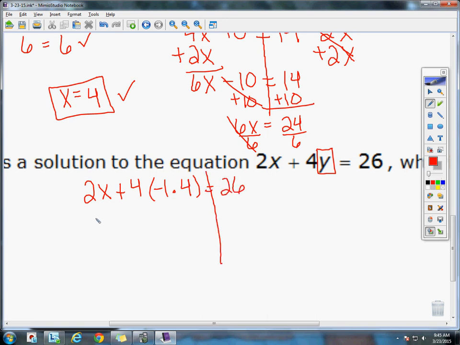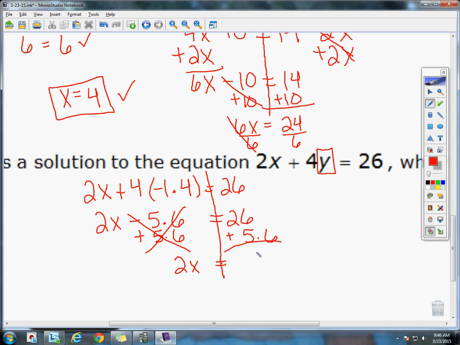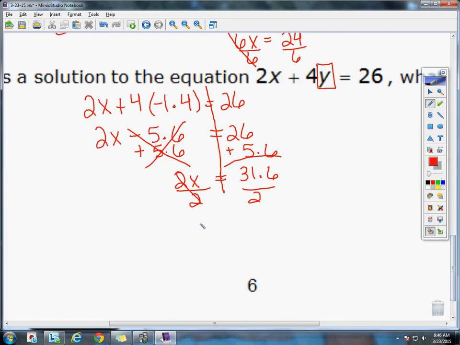Okay, we're going to go ahead and solve it. So I have 2x. 4 times negative 1.4 is negative 5.6. It's equal to 26. Simple two-step after this. So you're going to add 5.6 to both sides. That's my zero pair. So I have a 2x left over. And then you add on this side, you'll get 31.6. Divide both sides by 2. You can type that in the calculator. You'll end up getting x is equal to 15.8.